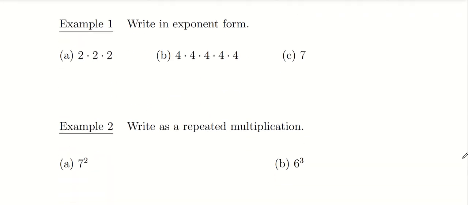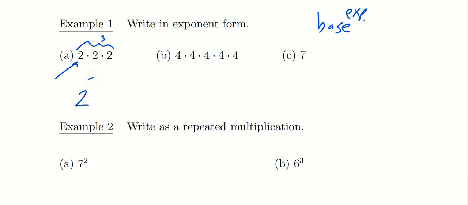The first skill we want to develop is to be able to write things in exponential form. So we know we need a base that's going to be raised to the exponent. The base is the number that we're using. So if I look at this multiplication here, we're using the number 2. How many 2's do we have? Well, we have 3 of them. So this would be 2 to the 3rd power. If we look at expression B, here it's the number 4 that's being used, and we have 5 of them. So that would be 4 to the 5th. And then over here in part C, we just have one factor of 7, which is all by itself. So that's 7 to the 1st power.